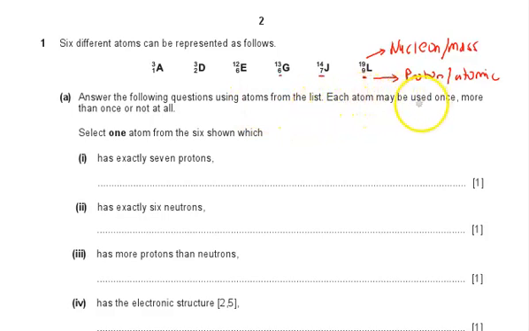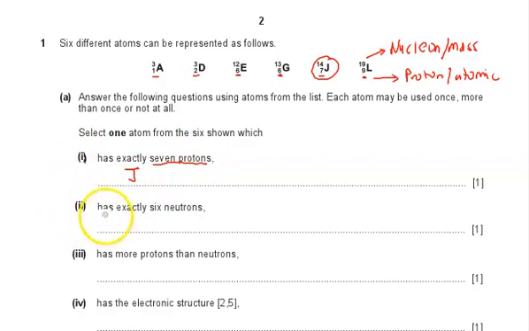Now answer the following questions using atoms from the list. Each atom may be used once, more than once, or not at all. Select one atom from the 6 shown which has exactly 7 protons. As I explained, we look at the number at the bottom. Now we have 2, 1, 2, 6, 6, 7, 9. So the answer for the first one is J.